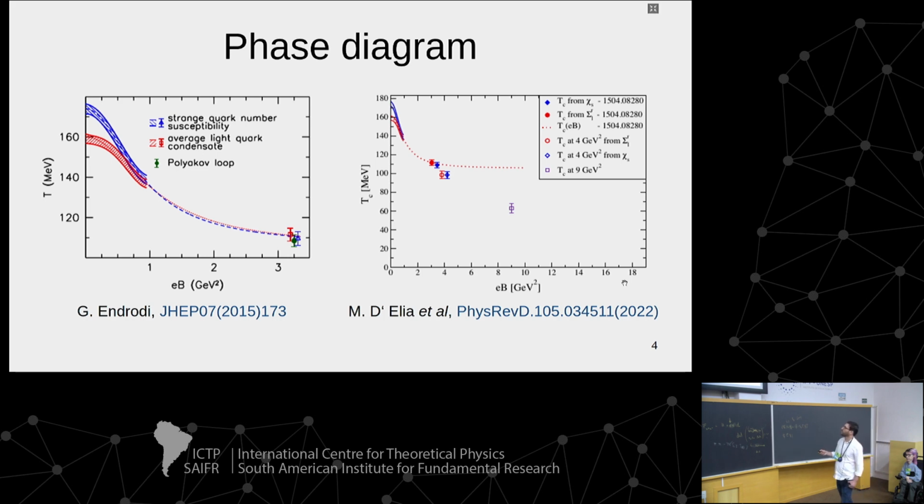And more recently, this year actually, Delia and collaborators calculated this critical temperature for two values of the magnetic field, 4 GeV square and 9 GeV square. They found that at this magnetic field you have a crossover, and at this magnetic field you have a first order transition. So between these two values of magnetic field, you are going to find a critical point. This is what they are looking for next: the value of the magnetic field where you are going to find that critical point. So motivated by these works, we wanted to know what the pressure given by perturbative QCD is at this extremely high magnetic field.